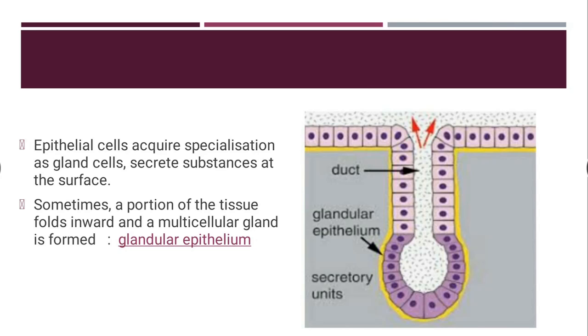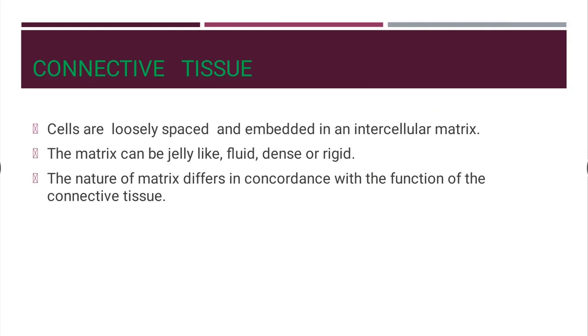Now coming to the connective tissue. In connective tissue, the cells are loosely spaced and they are embedded in an intercellular matrix. The matrix can be jelly-like, fluid, dense or even rigid. The nature of the matrix, whether it is fluid, dense or rigid, differs in concordance with the function of the connective tissue.